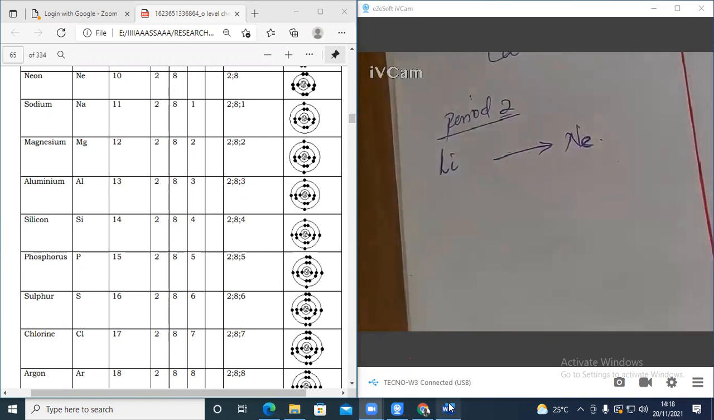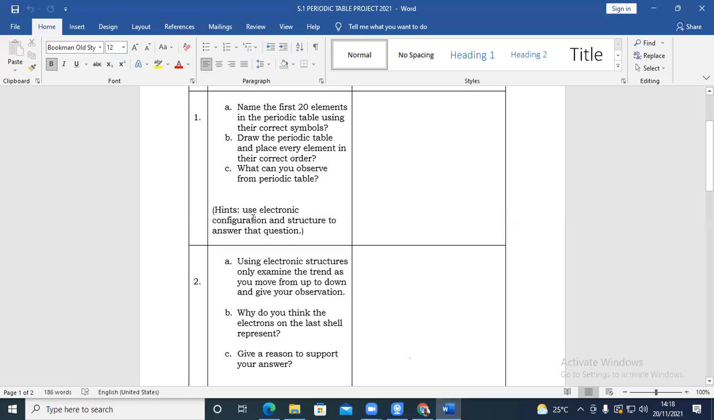What do you observe in those elements from lithium to neon? Our hint here was use electronic configuration and the structure to answer this question. So basing on the electronic configuration, what do you see? And then the structure, what do you see? Yes, Sean. Elements in period 2, they all have the same number of energy levels. Same energy levels, yes. That's a good observation.